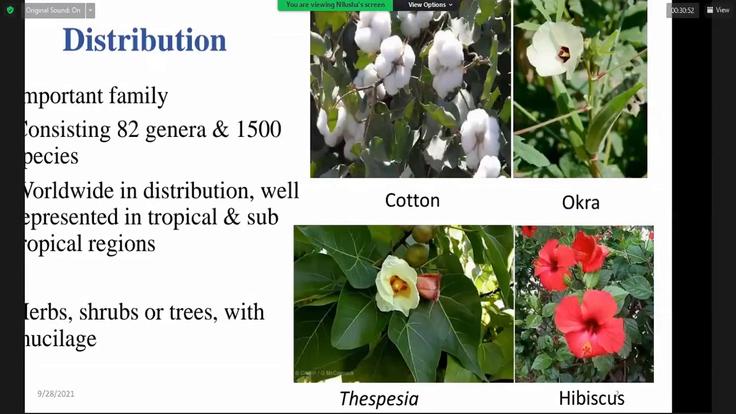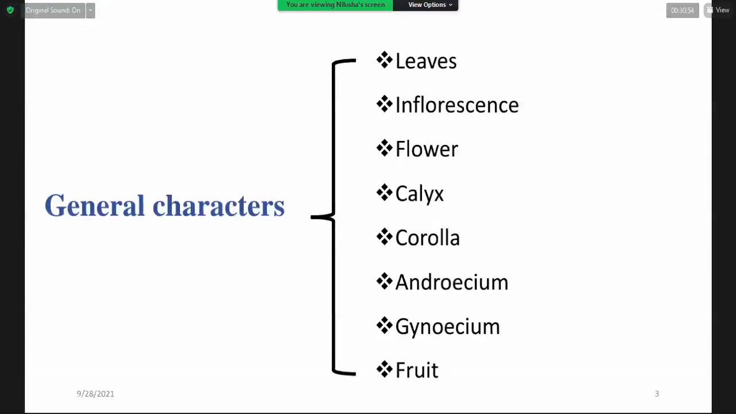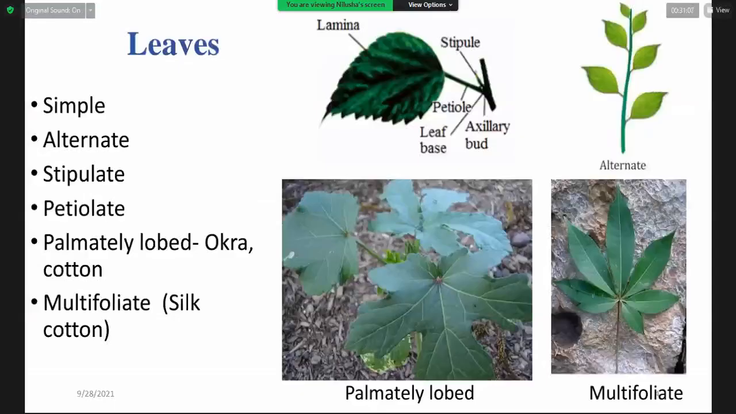Now we are going to see the different characters of leaves, inflorescence, flowers, all the parts of the Malvaceae family. First, we are going to see the leaves of this family. These leaves are simple leaves. Here you can see the simple leaf structure in the first picture. These leaves are alternate and stipulate. Stipulate means the leaf has stipules, so we call them stipulate leaves.